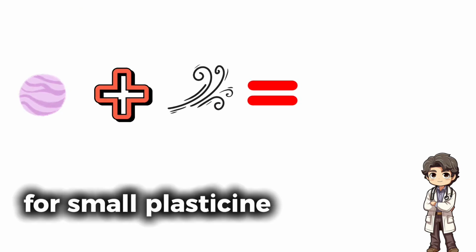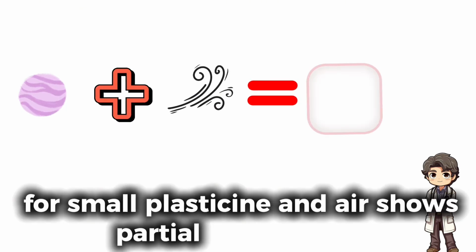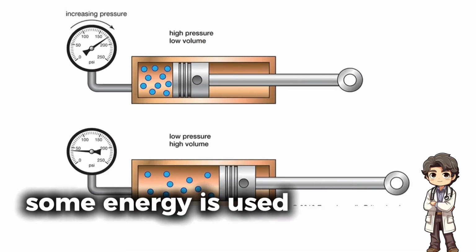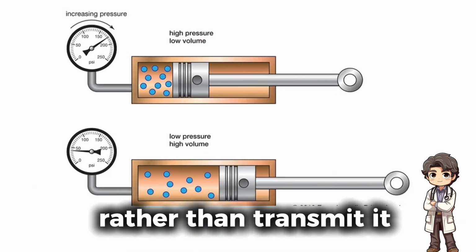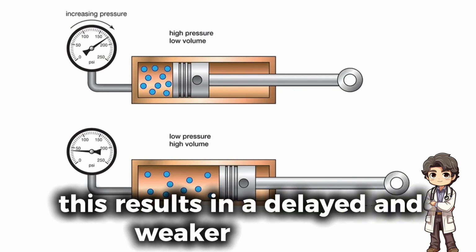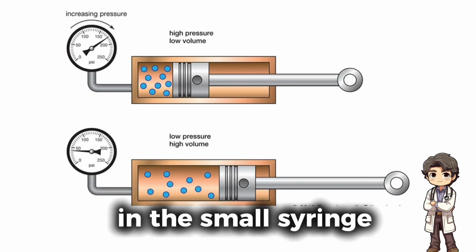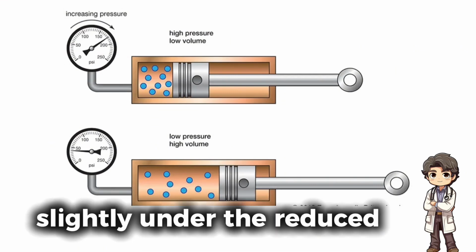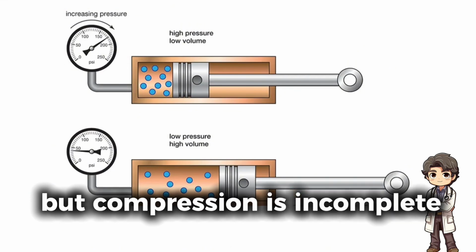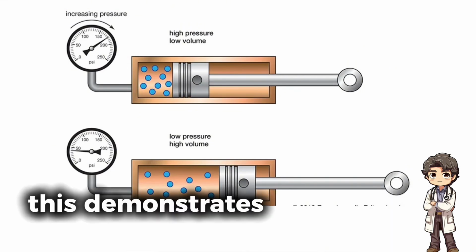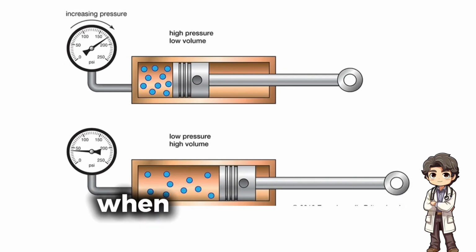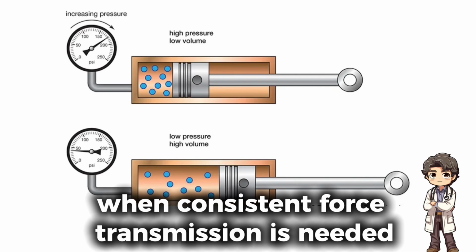Small plasticine and air shows partial compression. Why? Air is compressible, so when the pressure is applied to the large syringe, some energy is used to compress the air rather than transmit it. This results in a delayed and weaker response in the small syringe. The small tablet is still soft enough to yield slightly under the reduced force, but compression is incomplete and less effective. This demonstrates that hydraulic systems use liquids instead of gases when consistent force transmission is needed.